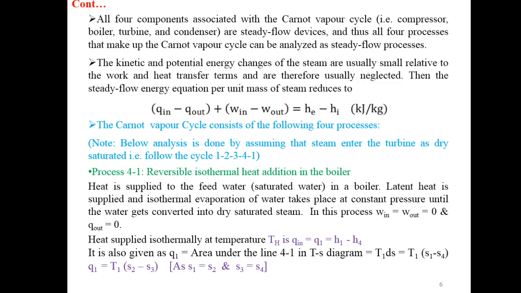The analysis below is done by assuming that steam enters the turbine as dry saturated, that is, following the cycle 1, 2, 3, 4, 1. Now, the first process, process 4-1, represents reversible isothermal heat addition in the boiler, that is, heat addition at constant temperature. Heat is supplied to the feed water, which is saturated water in a boiler. Latent heat is supplied and isothermal evaporation of water takes place at constant pressure until the water gets converted into dry saturated steam. In this process, work in equals work out equals 0, and heat out from the system is also equal to 0.